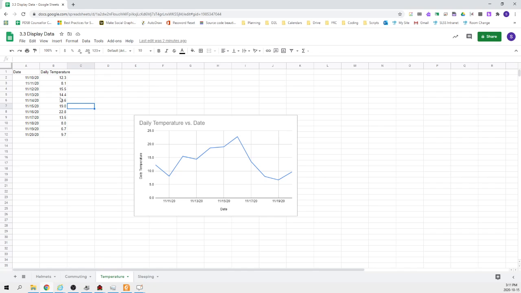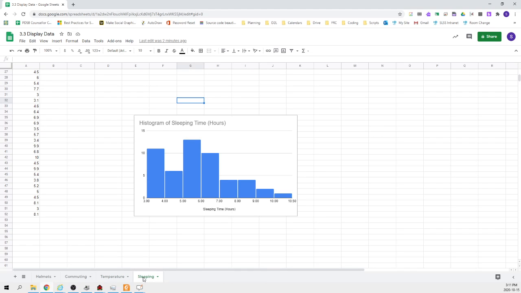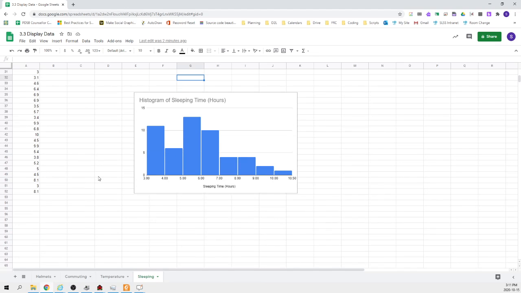With temperatures, we are dealing with numbers. The temperature is a number. We can think of the date as a number as well, because we can put them in sequence and in order. So this is numerical data. We're not putting temperatures into categories. Sleeping amount. This is also numeric data, because how much you sleep is expressed as a decimal number.